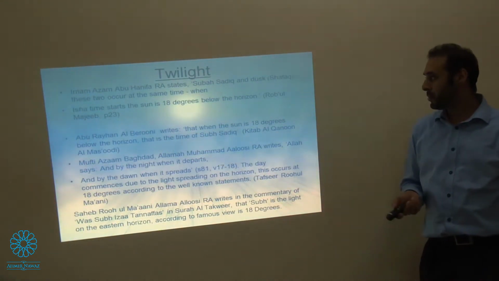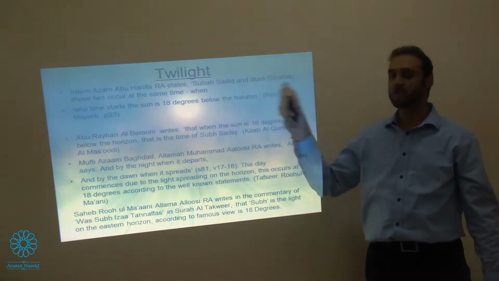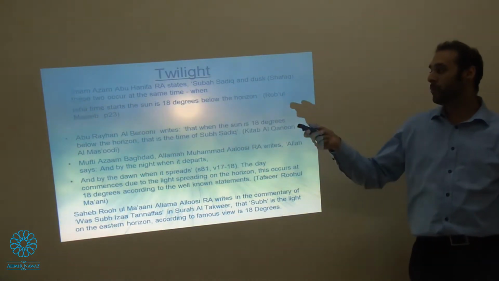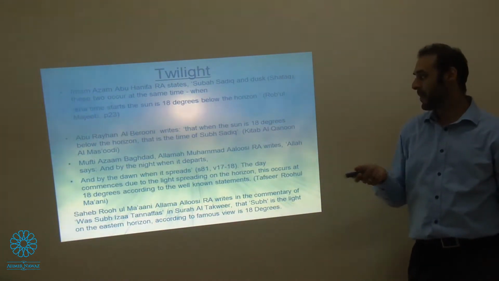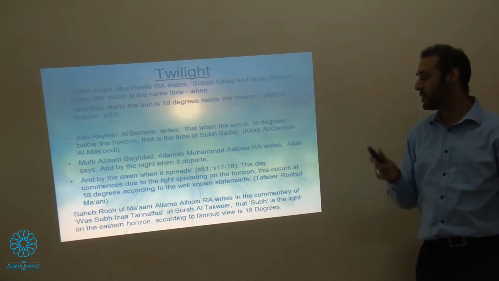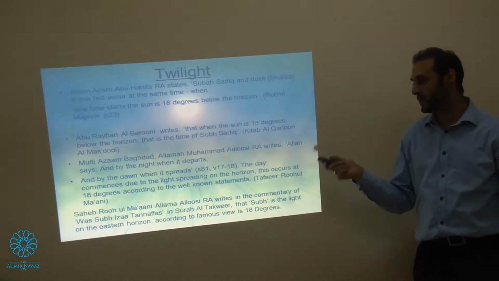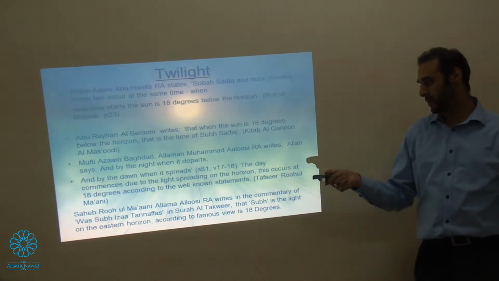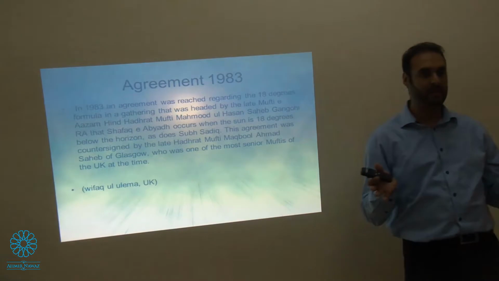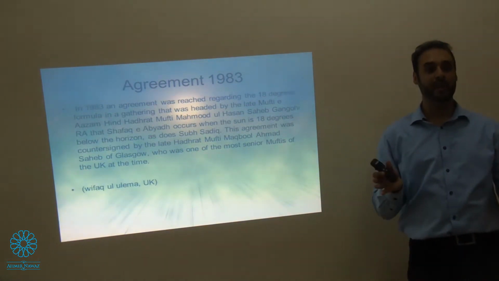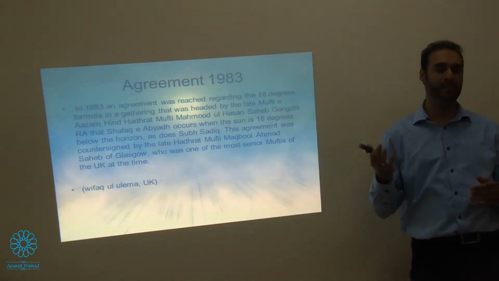Imam Abu Hanifa rahmatullahi, Subh Sadiq and Dusk Shafaq, these two occur at the same time when the sun is 18 degrees below the horizon. Abu Rayyan al-Biruni, a very famous Islamic astronomer, polymath, he writes again when the sun is 18 degrees below the horizon. Mufti Azam Baghdad, Allama Muhammad al-Alusi, again 18 degrees. And in 1983 in England, we had a convention, because in England, as you know, it's very cloudy for many months of the year. Most of the year, actually, especially up north, it's cloudy.